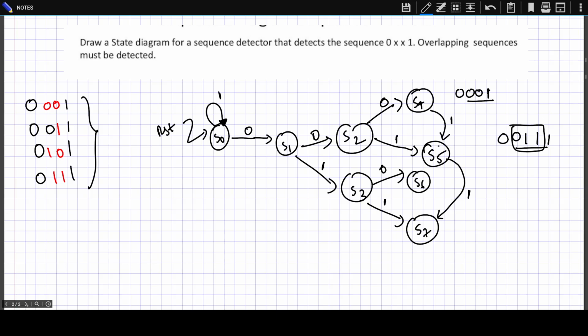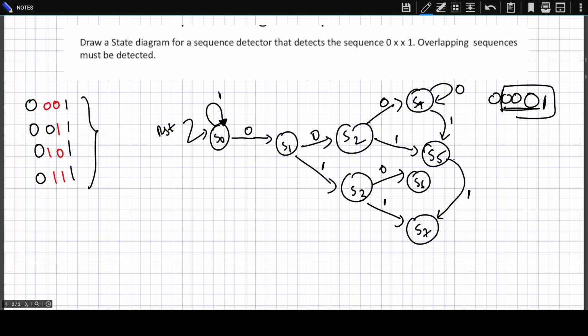Okay, now if you get 0 0 0, then go back and loop around here. So state S4 is where you match three zeros. Now again, if you get a 0, you will get the same pattern here. Then if you get a 1, it would detect this sequence. So if you get a 0 while being at state S4, loop around itself. If you get a 1, go to S5.